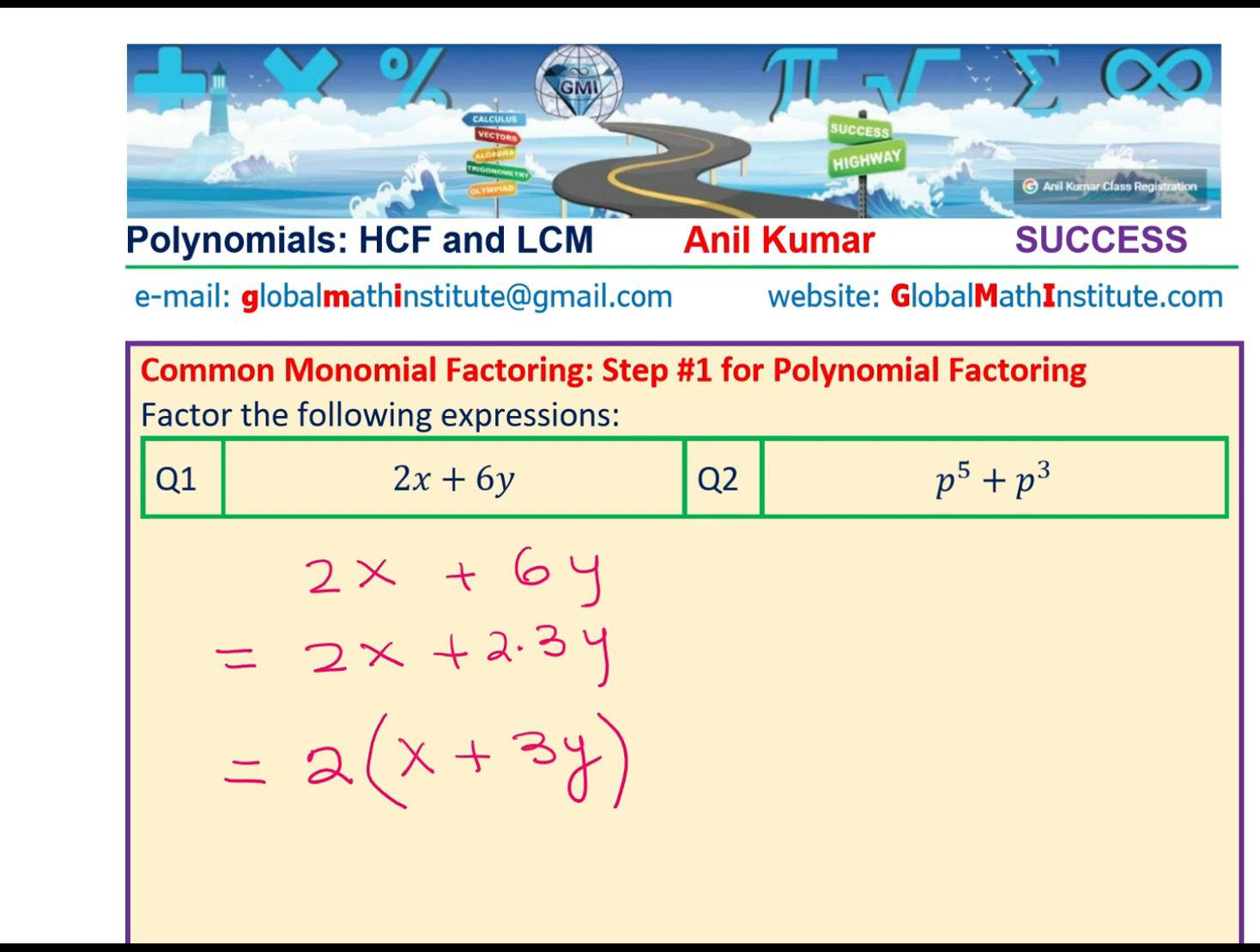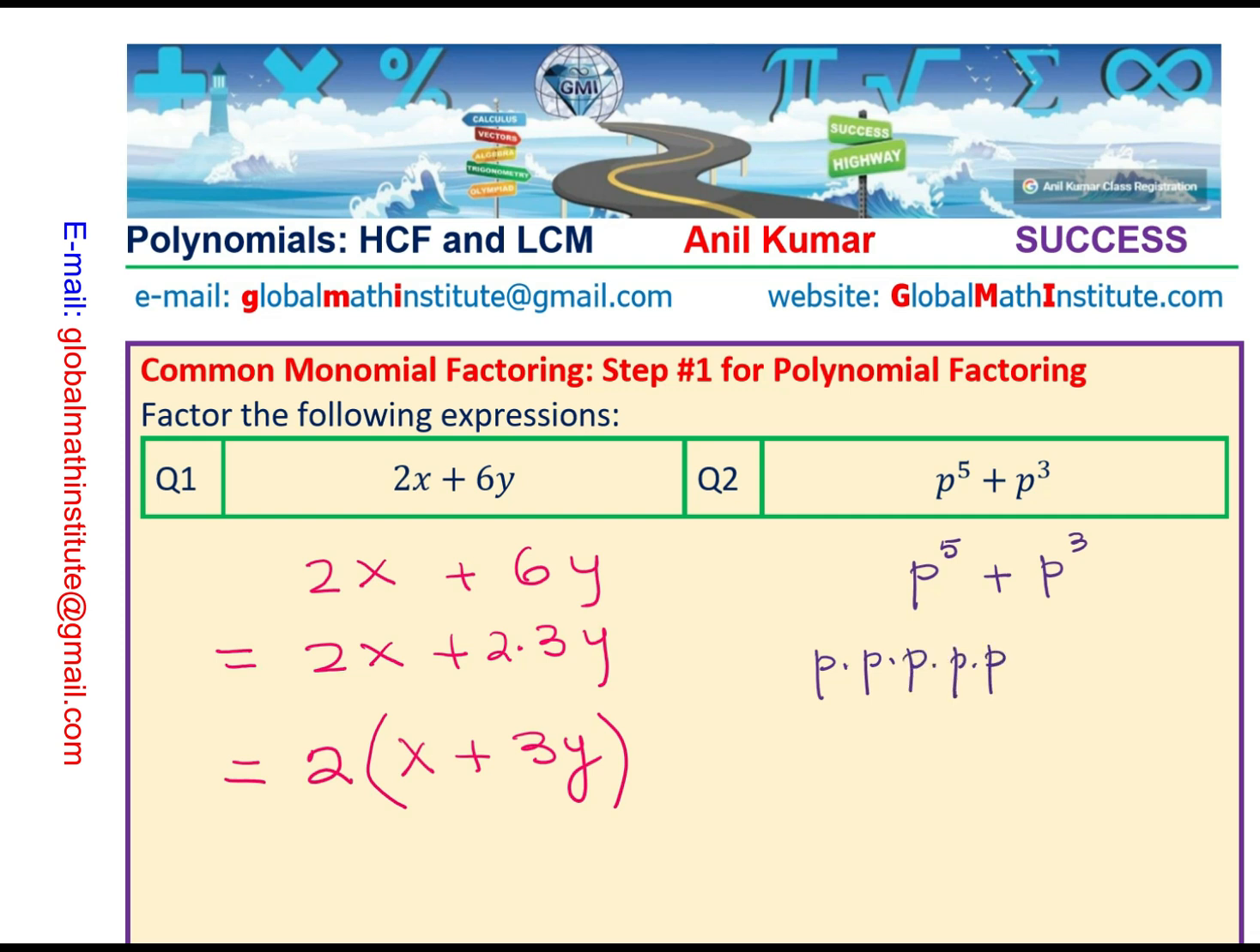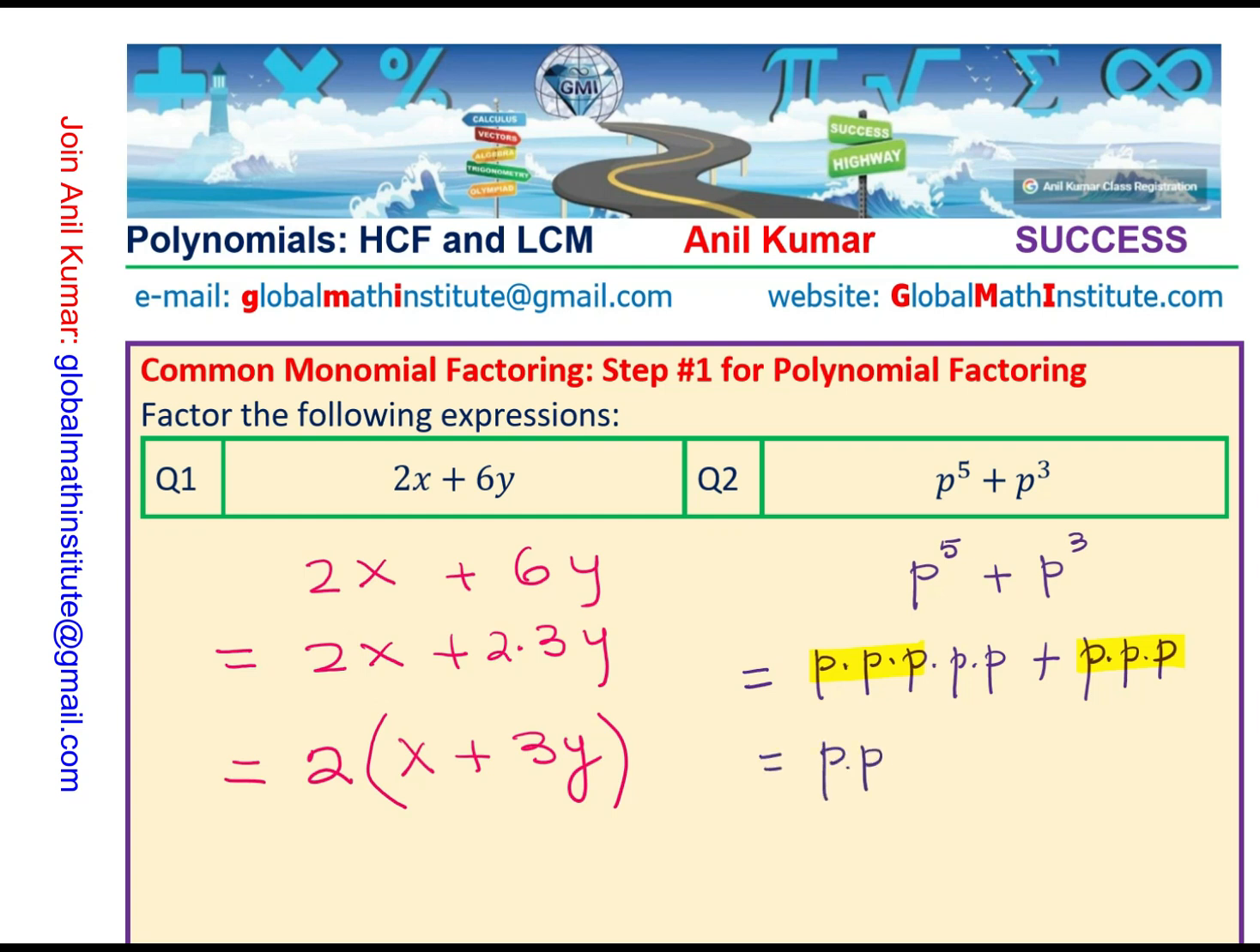Perfect. Now we have the next example where we have variable p to the power of 5 plus p to the power of 3. To the power of 5 means what? Means this is like p times p times p times p times p. And to the power of 3 means p times p times p, right? As you can see, these three are common to both.